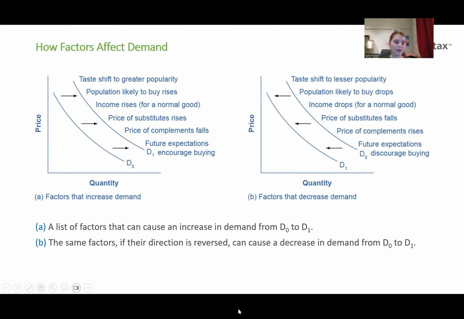So these are some more of the same kind of lists. These are just a little bit more expressive. These are what you see in the textbook too. Anything like popularity changes, substitutes, complementary goods, that kind of stuff is all going to cause these changes to occur.